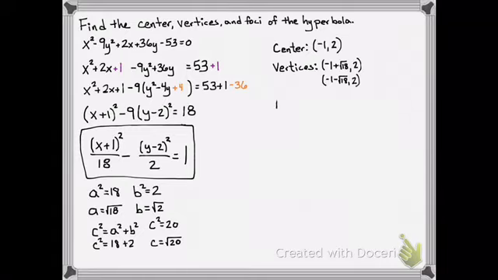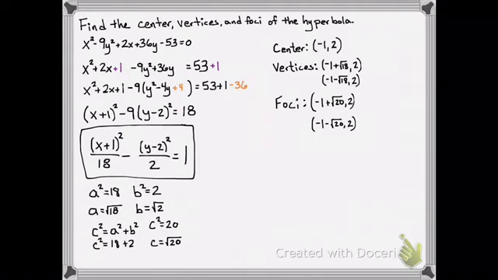To get my foci, again, from the last video, we saw that the foci are a distance c away from the center, and so I just have to add and subtract that distance to my center. Again, we're only going to add and subtract to the x values, so c was the square root of 20, so my foci are going to be (negative 1 plus the square root of 20, 2), and then the other focus will be at (negative 1 minus the square root of 20, 2).